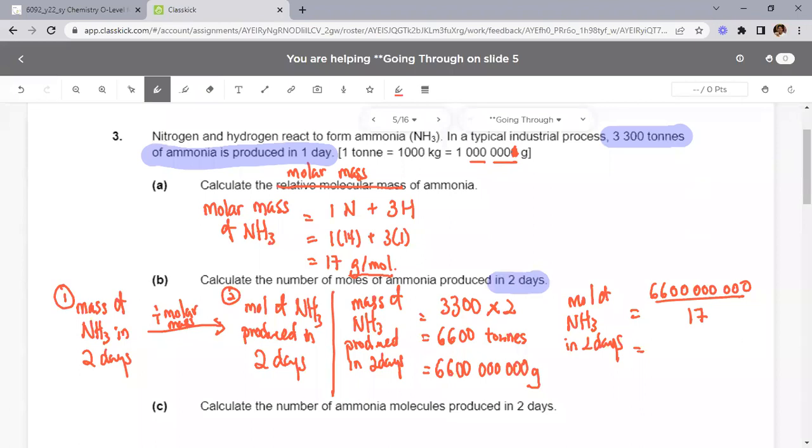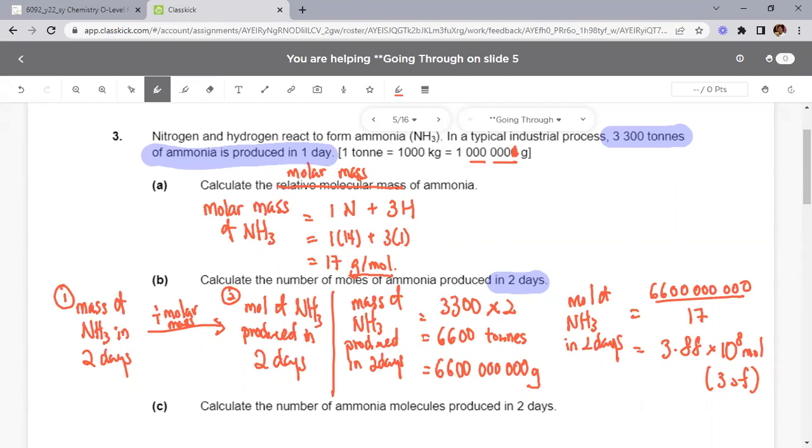Okay, let me convert to standard form here. Okay, sorry, I don't know how to use this calculator. Oh my goodness. Okay, so what you're going to get is 3.88 times 10 to the power of 8 moles. So you write it in standard form, and the final answer is in 3SF. So this is the number of moles of NH3 produced in 2 days. You can see it's a massive amount in mole.